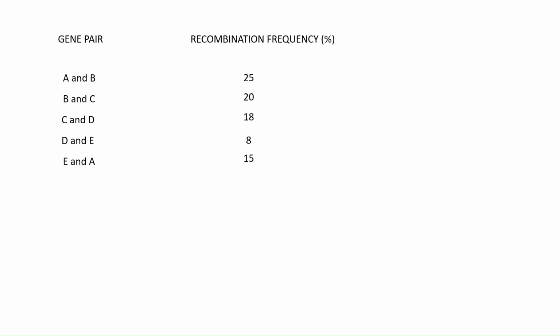Now this is homework for you. Some gene pairs are given and recombination frequencies are given. You have to map the genes on the basis of these recombination frequencies.